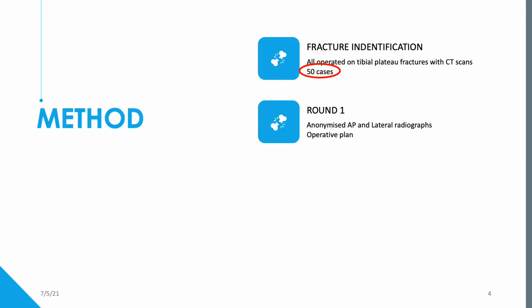We looked at 50 consecutive cases with tibial plateau fractures operated on in our trust that had preoperative CT scans. Exclusion criteria were any patients less than 16 years old, those with periprosthetic fractures or pathological fractures. The data was then analysed by 4 consultant trauma and orthopaedic surgeons with a mean of 29 years experience post-medical school. They then derived an operative plan.